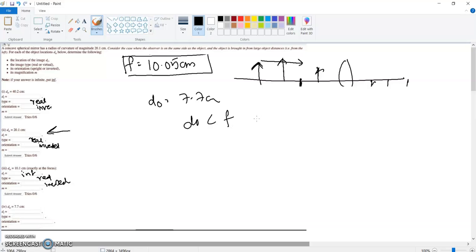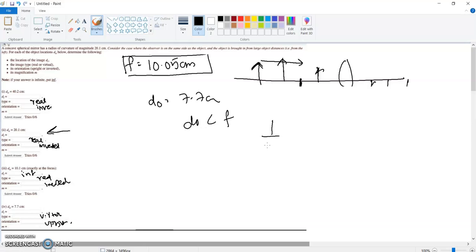Now the image that I'm going to get is going to be virtual for sure because I've moved near the focal length. The type of image would be not real, but it's going to form on the same side, so it's a virtual image. And one more thing that I can conclude is that the virtual image is going to be upright, right? Not inverted. So the first three parts are all inverted. The last one is upright because I have moved further inside the focal length.